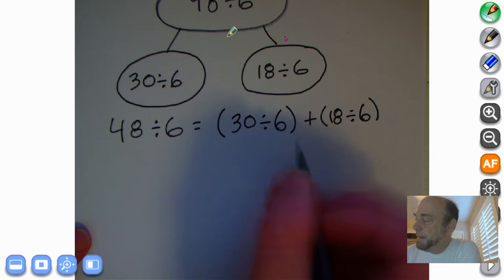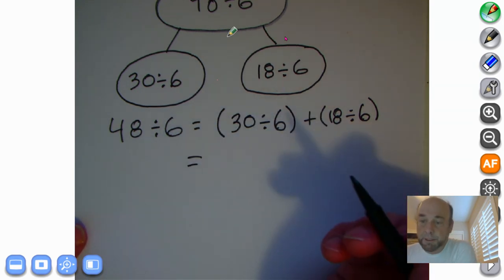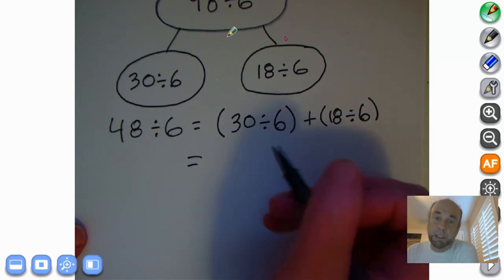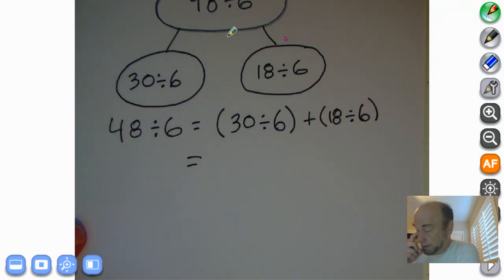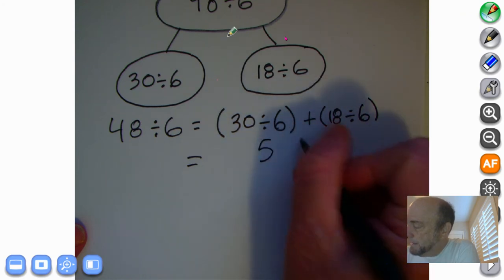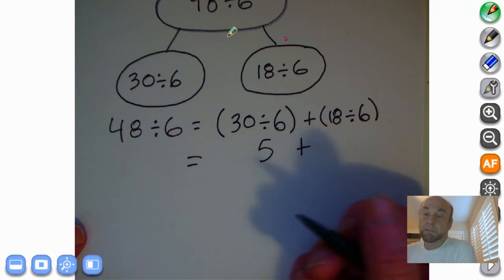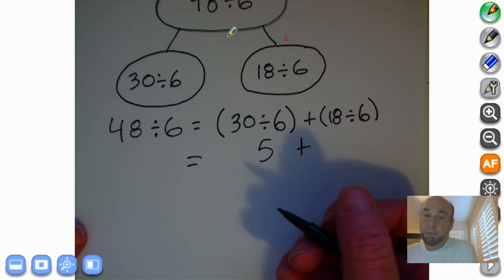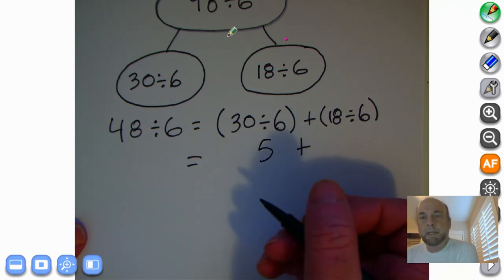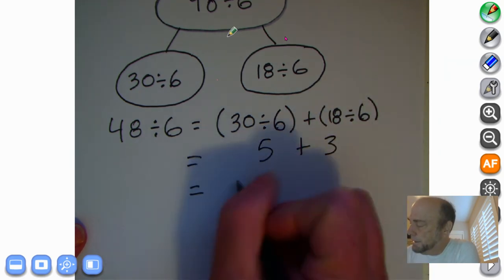So what do we have here? 6 times what is 30? You can use your multiplication chart. Well, 6 times 5. And then we have 18 divided by 6. You can skip count 6, 12, 18. 6 times a number equals 18, and that number is 3. So we have 5 plus 3, so our answer is 8.